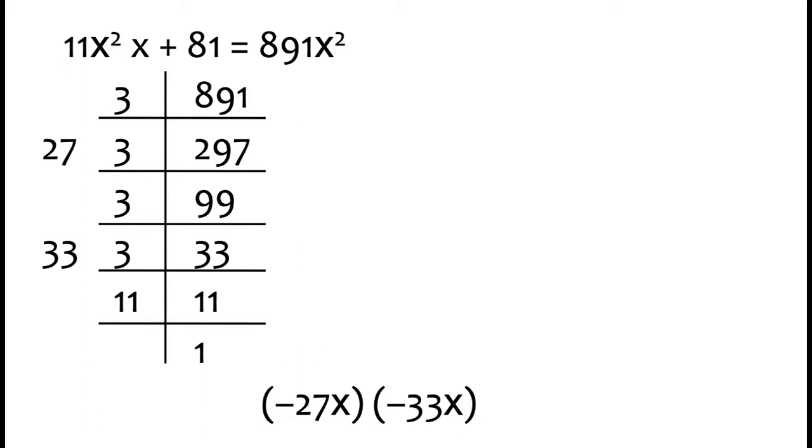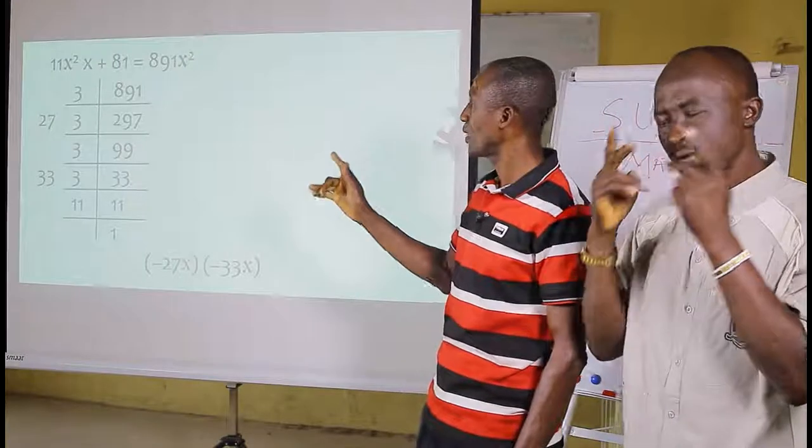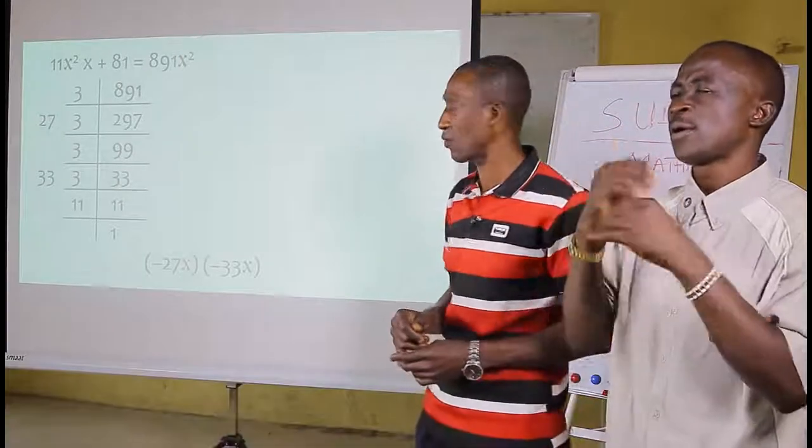You express that number as a product of its prime factors as follows. 891: 3 into 891 gives 297. 3 into 297 gives 99. 3 into 99 gives 33. 3 into 33 gives 11. And finally, 11 into 11 equals 1. This implies if you find the product of 3 times 3 times 3 times 3 times 11, certainly you are going to get 891.